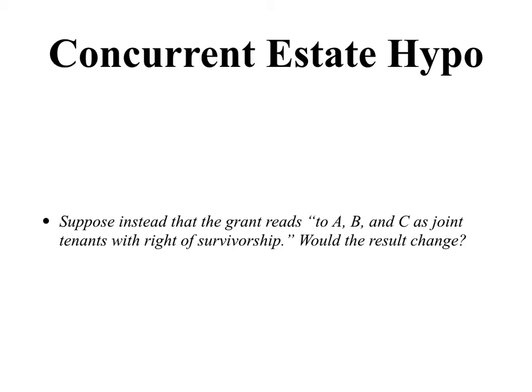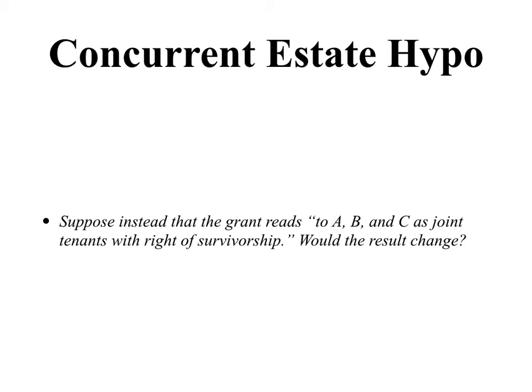I know it's a little bit complicated, so you might want to try drawing it out. Remember, A is transferring to F in a sale. That sale is going to break one of the unities. As such, when F takes on the property, he does so as a tenant in common with B and C. But B and C still have a joint tenancy with each other with the right of survivorship.